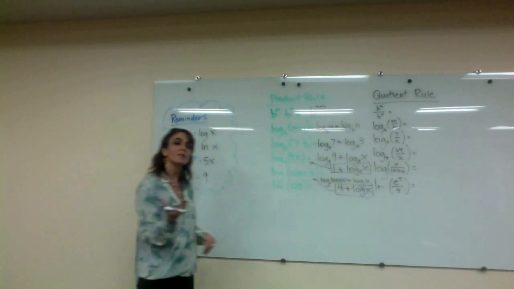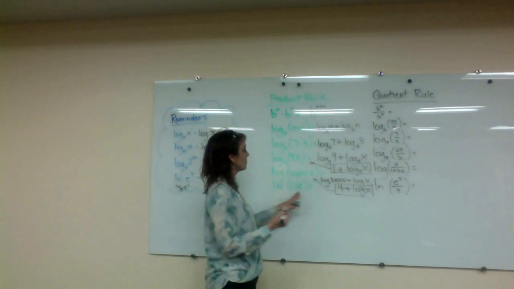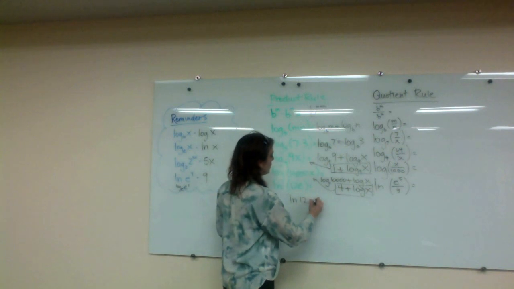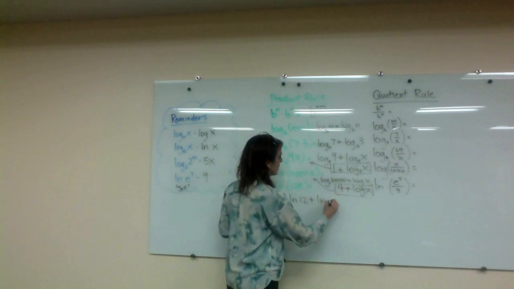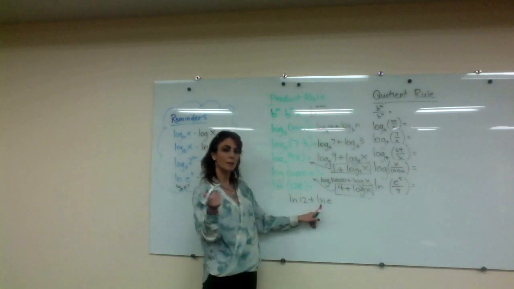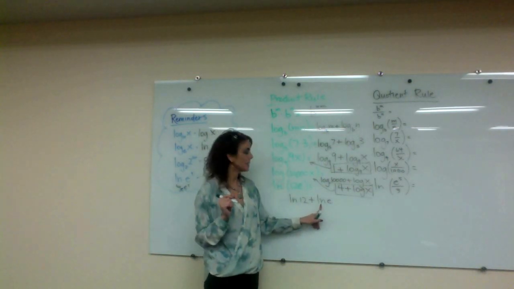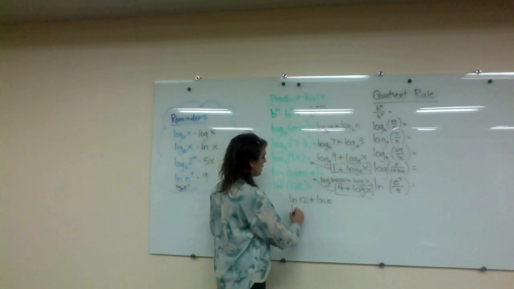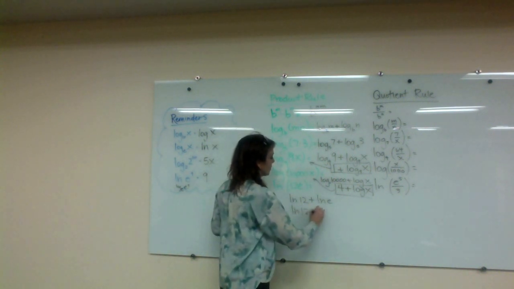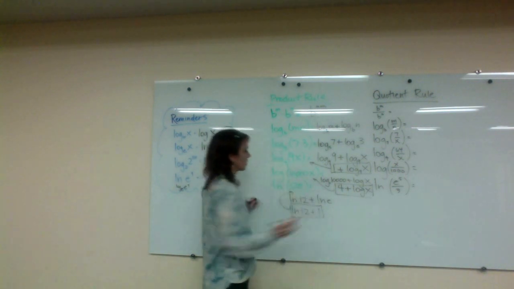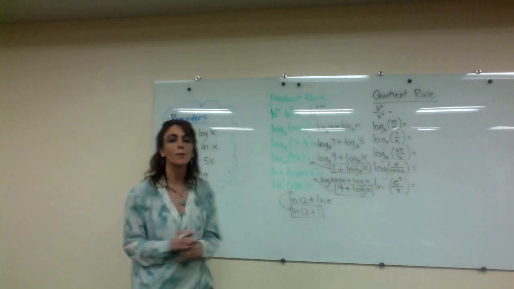Okay. Last one. ln of 12e. Okay, well, let's break this into the two factors. ln of 12 plus ln of e. Can't do anything with this one, but this one, what's the base? Base is e. So it's log base e of e, that's just 1. So ln of 12 plus 1. Okay, that takes care of the product rule.